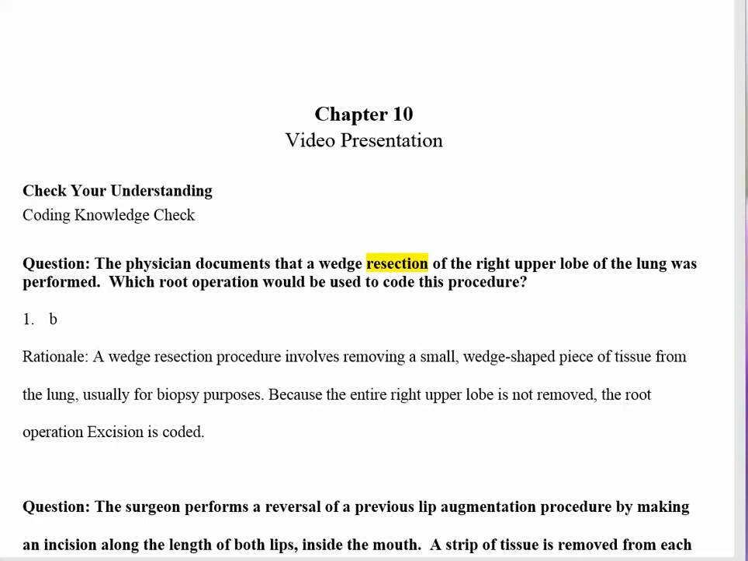of the lung. Therefore, per our coding system, which in this case is ICD-10 PCS, the definition that fits is the root operation of excision. Excision is defined as cutting out or off without replacement a portion of a body part. So because this surgeon is not removing the entire upper lobe of the lung, we are going to use the root operation of excision in this case, and that would be option B of the 4 that you were given.